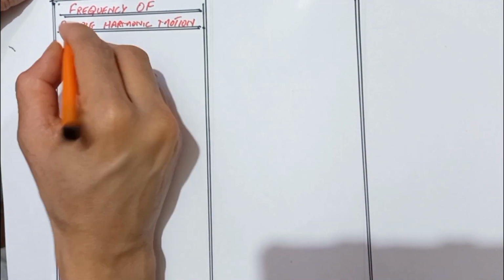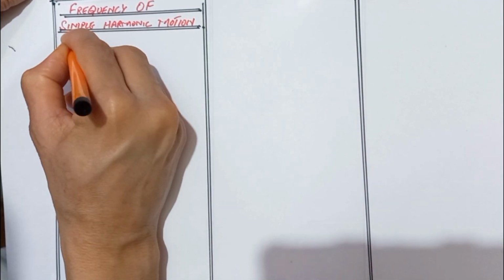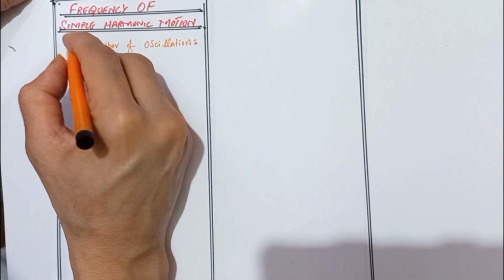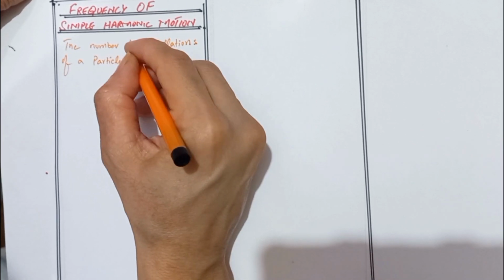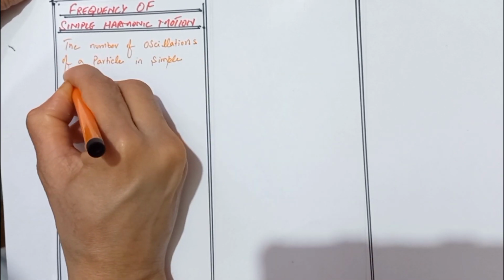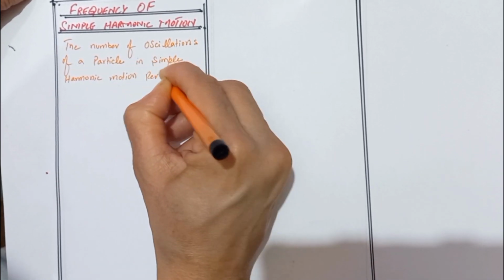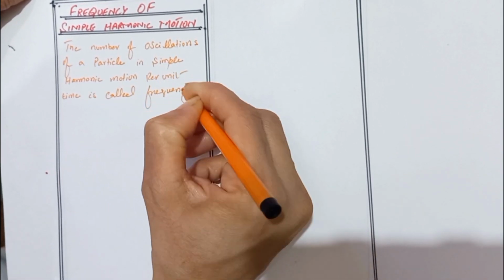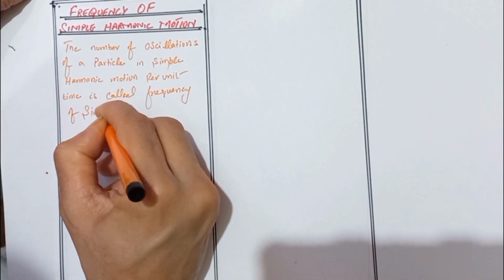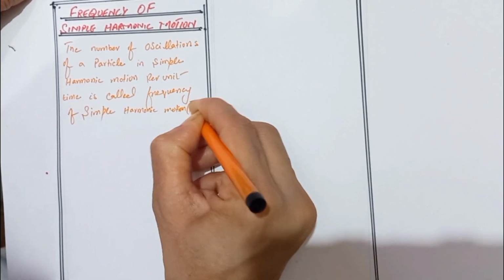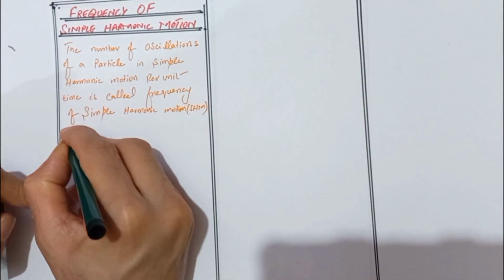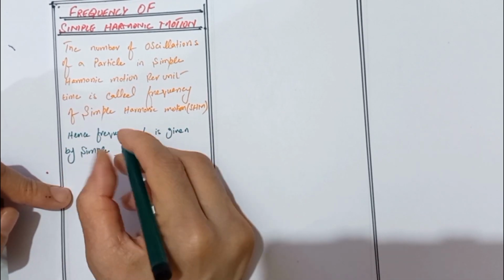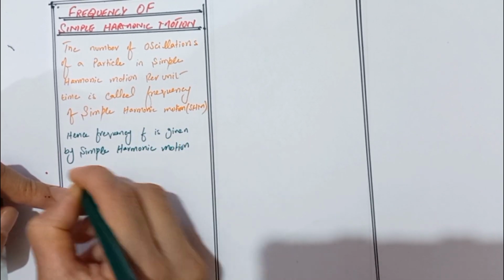Now we discuss the frequency of simple harmonic motion. The number of oscillations of a particle in simple harmonic motion per unit time is called the frequency of simple harmonic motion. The short form is SHM. Hence, the frequency F is given for simple harmonic motion.